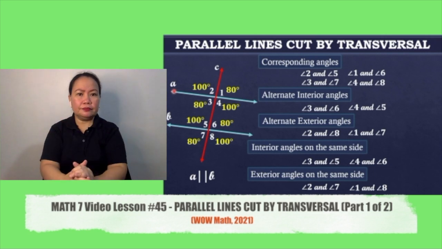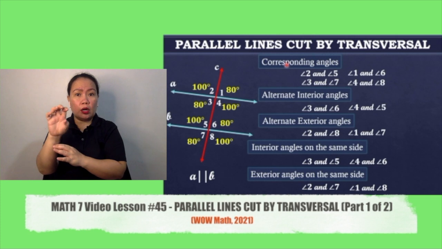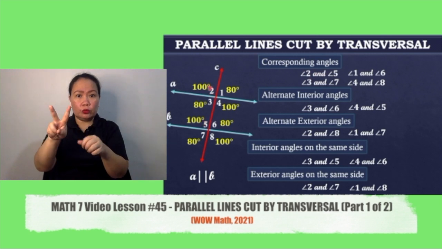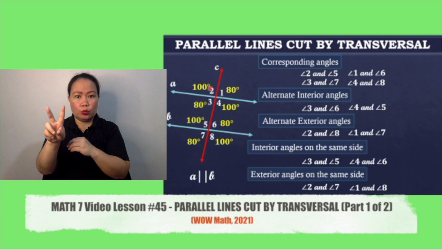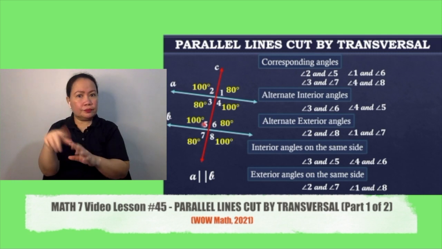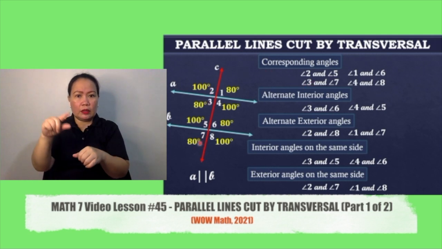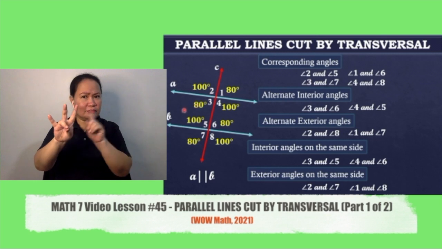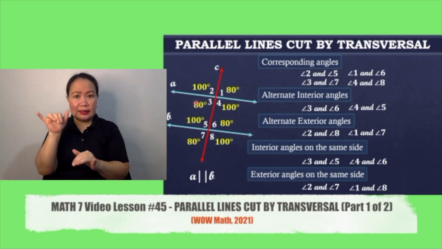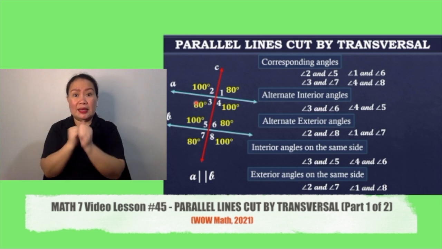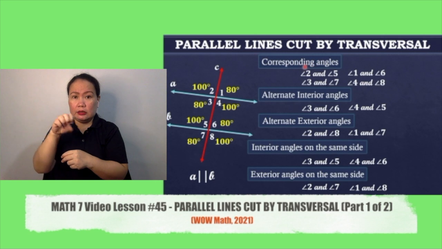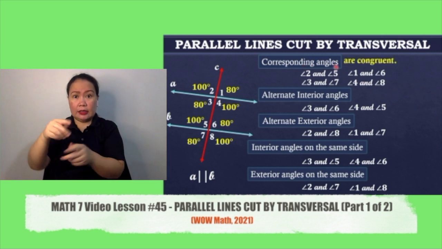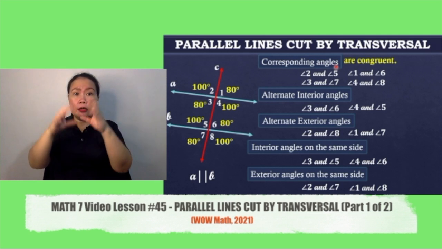Okay, so ano-ano yon? Isa-isahin natin. Corresponding angles. Kuha tayo ng isa dito, si angle 2 at si angle 5. If you will try to look at their measures, si angle 2 ay 100 degrees, si angle 5 ay 100 degrees din. What can you say about the measures of corresponding angles? Tingnan din natin to, si angle 3 and angle 7. Tingnan nyo po yung measure. Anong masasabi nyo po sa measure nila? Yes, pareho. Ibig sabihin, ang corresponding angles ng parallel lines cut by a transversal are congruent. Okay, so yun yung special sa kanya.